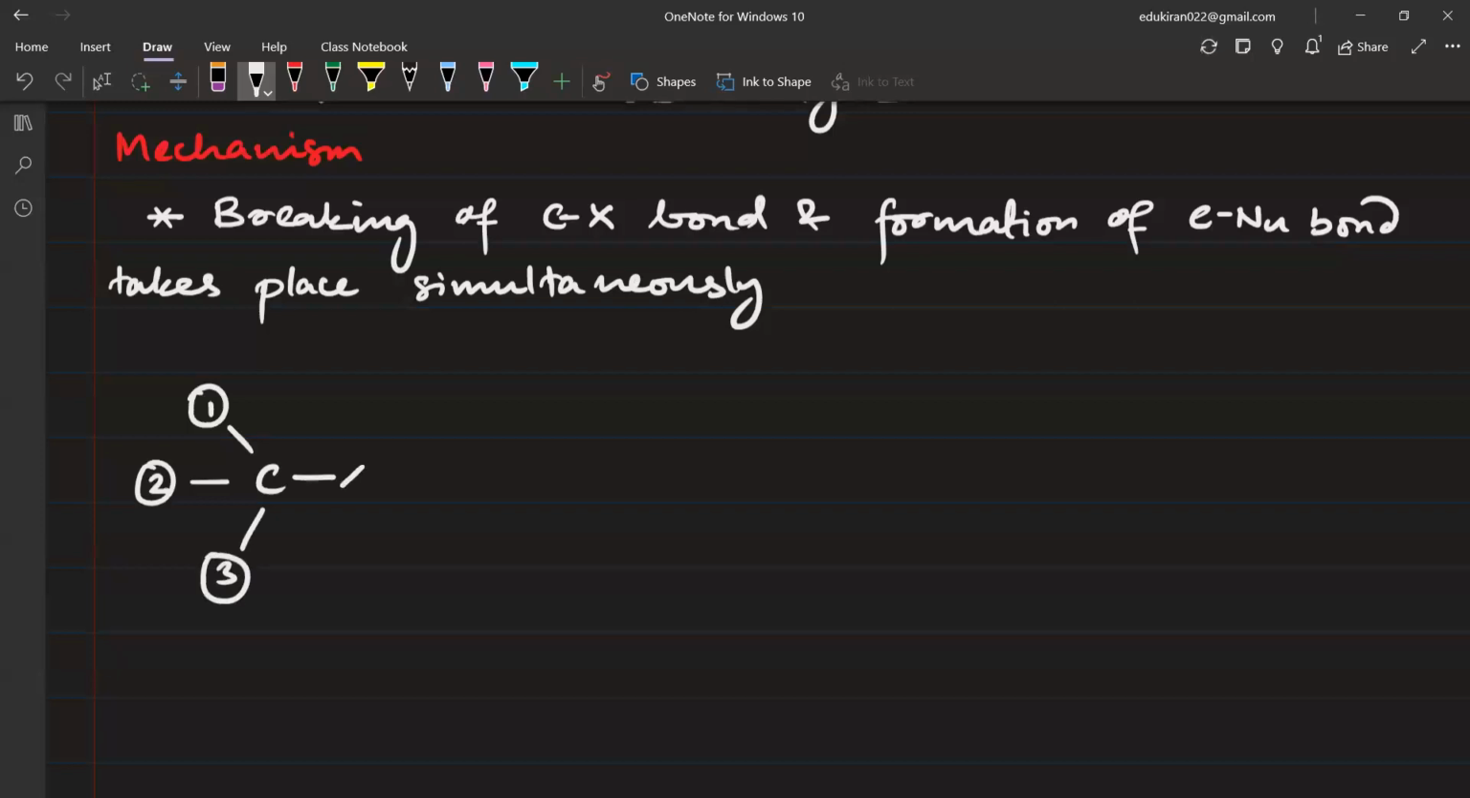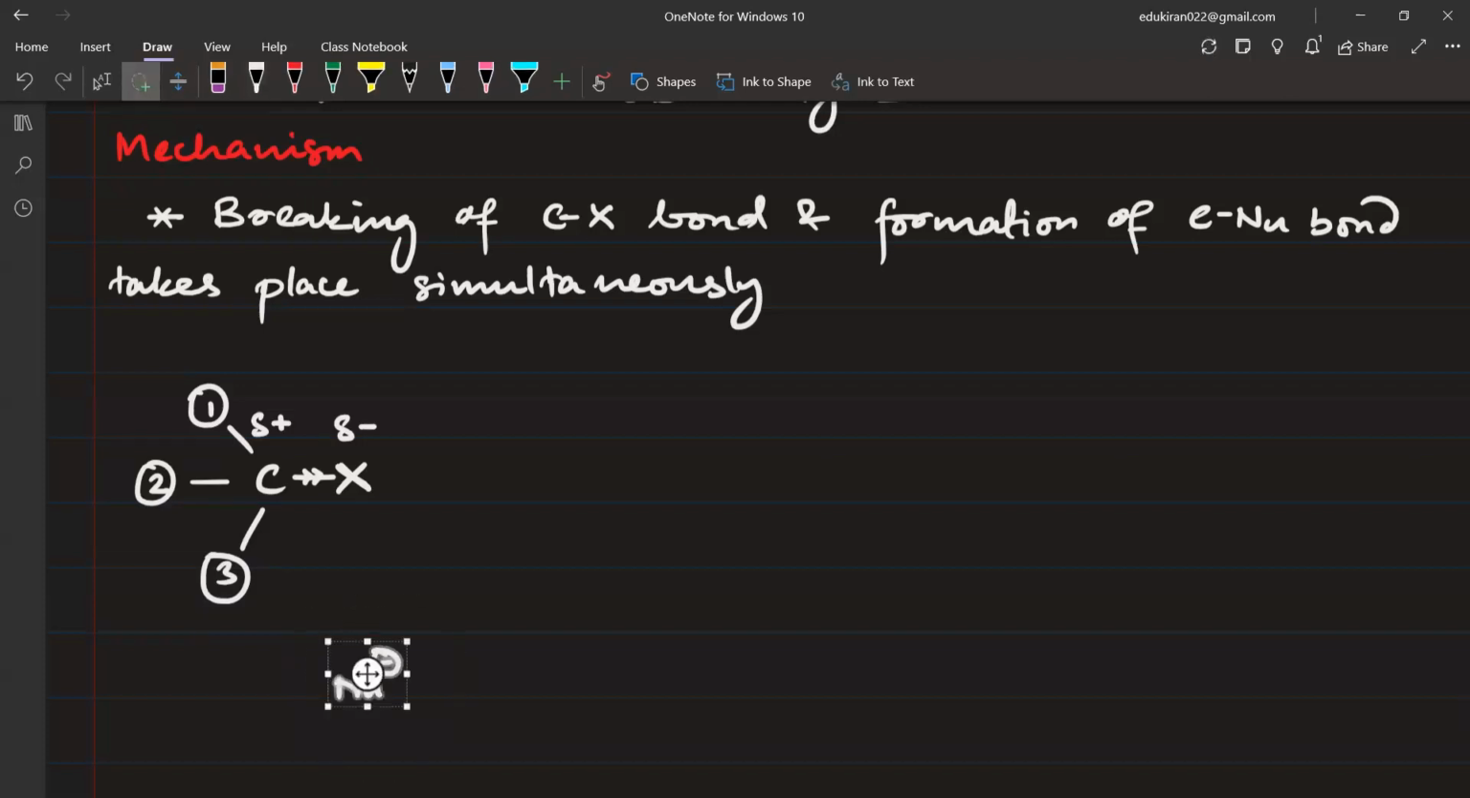And then I have a halogen atom like this. Now, obviously, this halogen atom is pulling electrons, and that is why it is having delta negative, and this carbon atom will be having delta positive charge. Okay. Now comes the nucleophile, and nucleophile is also electron rich with negatively charged.